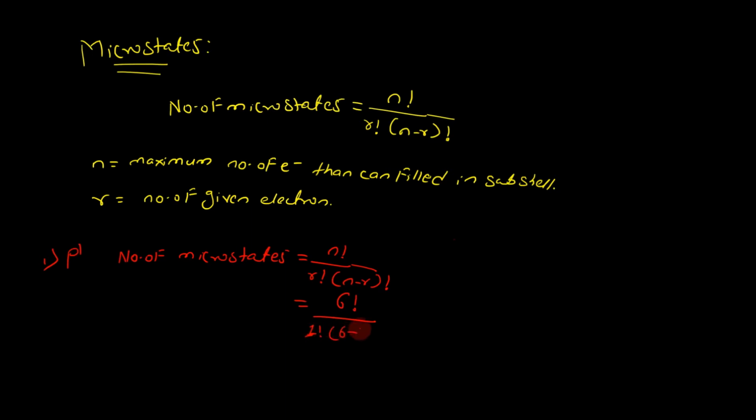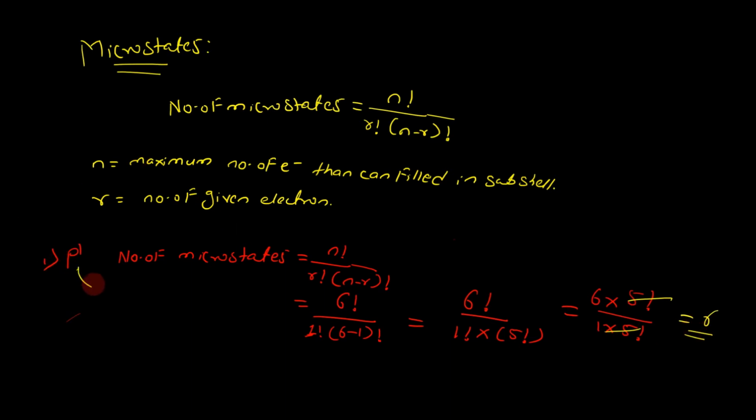So we write 1 factorial, and n minus r, that is 6 minus 1 factorial. So we write this as 6 factorial upon 1 factorial into 5 factorial. So we calculate that as 6 into 5 factorial upon 1 into 5 factorial. So we cancel that 5 factorial, and we get the answer as 6. So the number of macro states for this P1 is 6. Now we move to the next example.